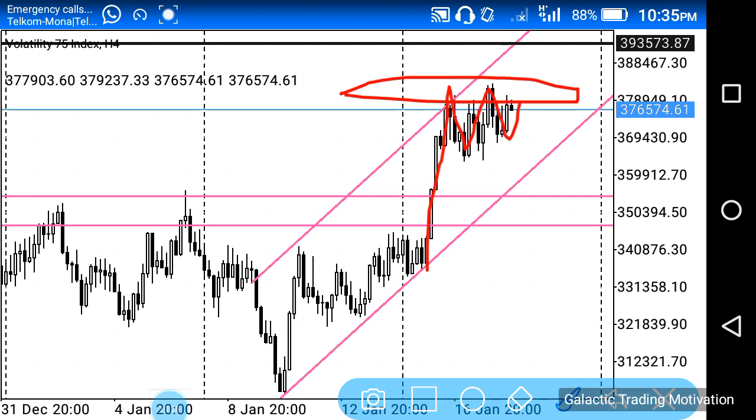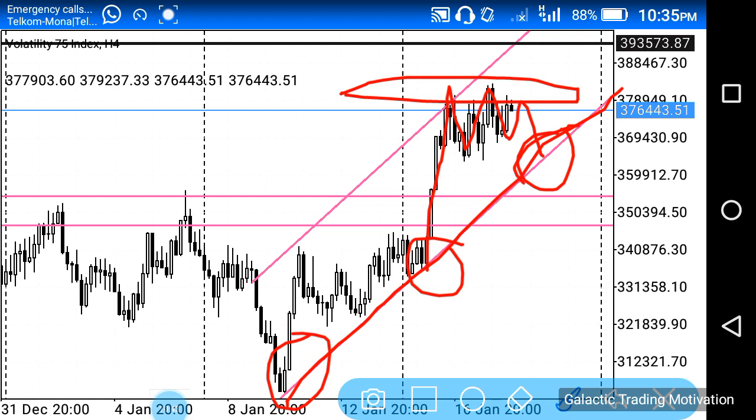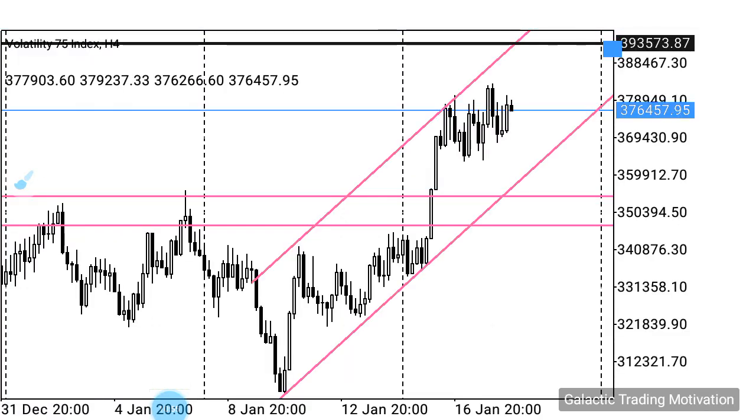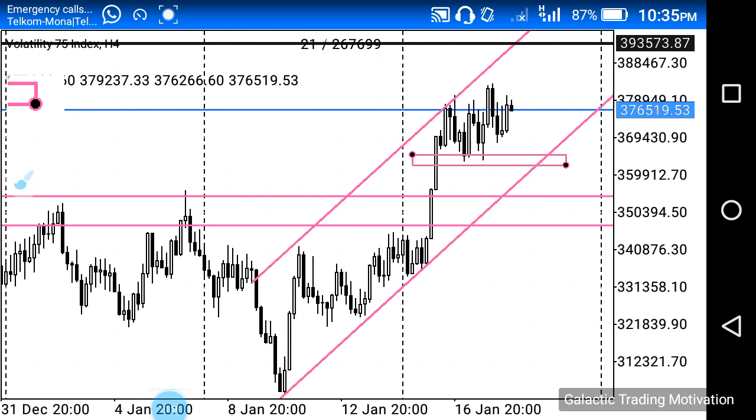That is because we have this channel over here, and we had a first touch over here, or a first rejection, a second rejection over here, and in the future we might get a third rejection over here. A lot of people are going to be buying at this point, where we have the potential third rejection. And just also bear in mind that we also have the neckline of that triple top or double top, right?